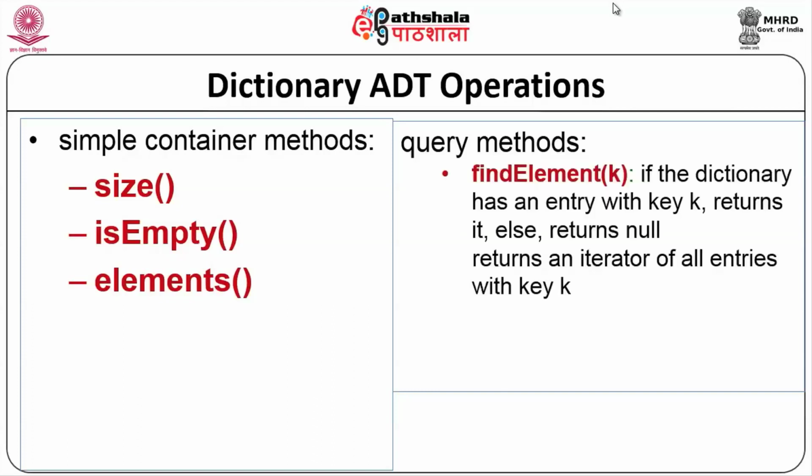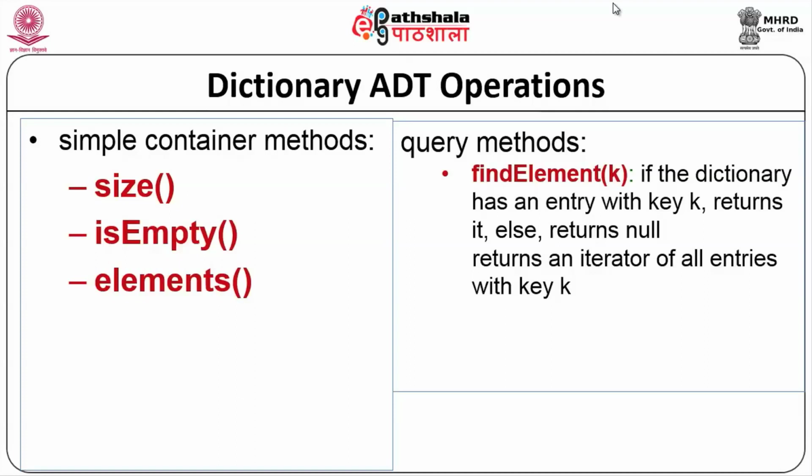Next is find element k. If the dictionary has an entry with key k, it returns it, else it returns null, and it returns an iterator with all entries with key k. Now, this is slightly different from a normal operation for other ADTs, because as we discussed in the beginning, a particular key can be associated with a number of entries, a number of values; they can have the same key. So, when you find elements associated with the key k, you must find all the elements.